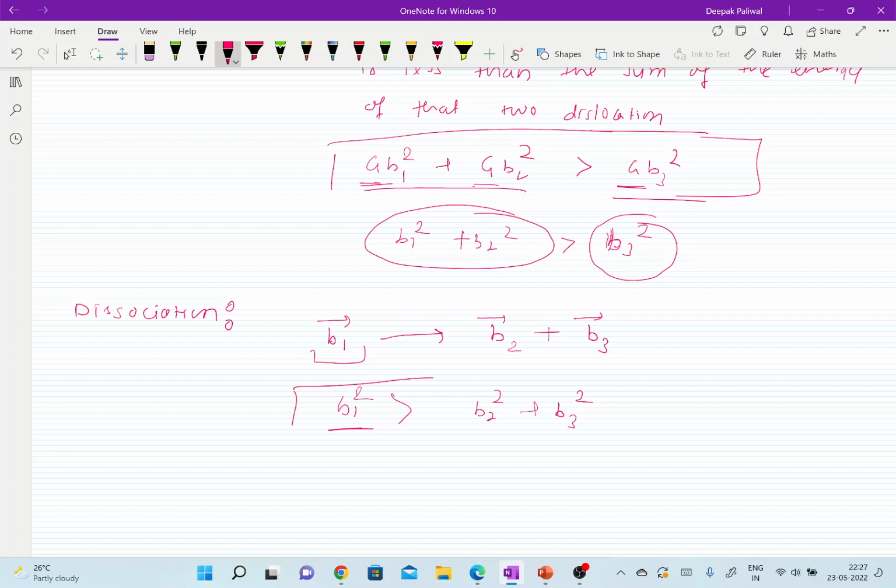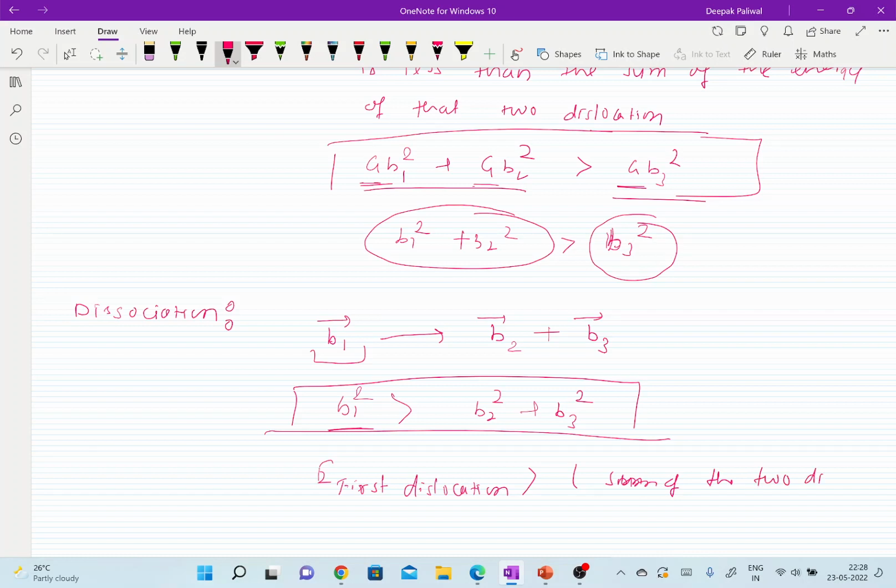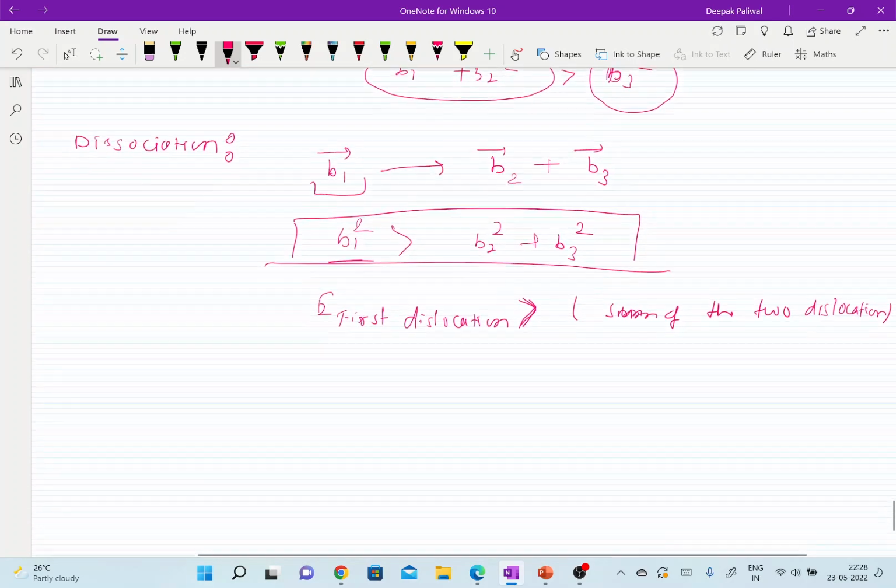Okay, when the energy of the first dislocation is greater than the sum of the energies of the two dislocations, then only this type of dissociation is possible.